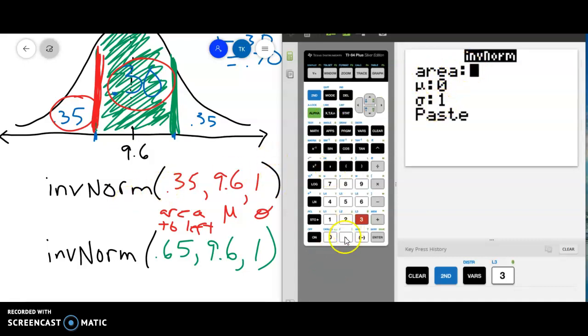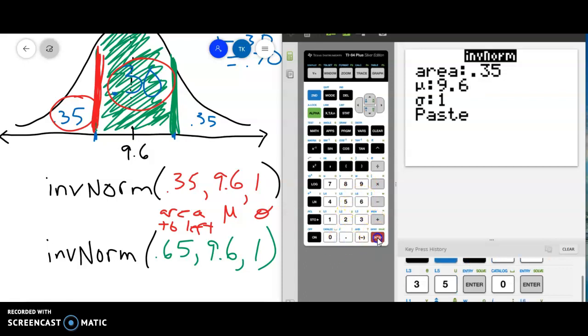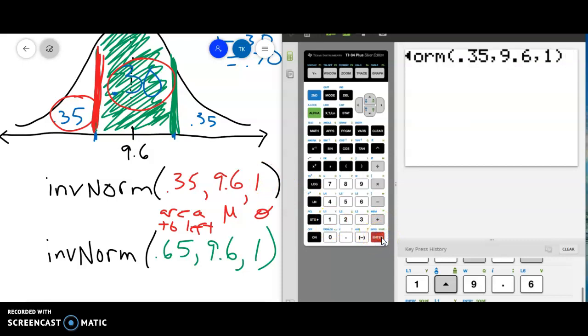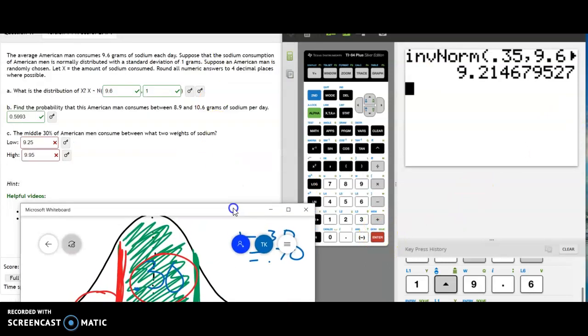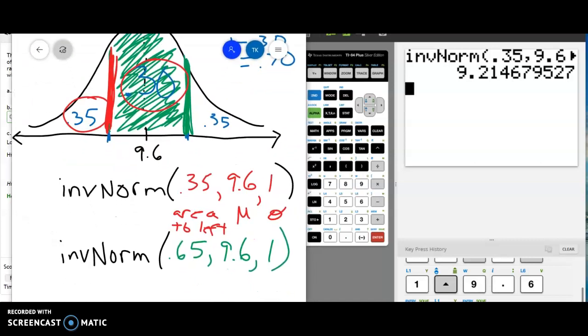So for this first number, I'm going to use that first inverse norm. We have 0.35, we have, oh sorry, I lied, we had 9.6, and we have 1. Okay, so now on my screen, once I push enter, it said inverse norm, and then these 3 numbers separated by commas. If the calculator didn't have that screen like we just saw, you would just type it in like this, and when you push enter, you get this value. Let me see what the directions say. It says to round to 4 decimal places.